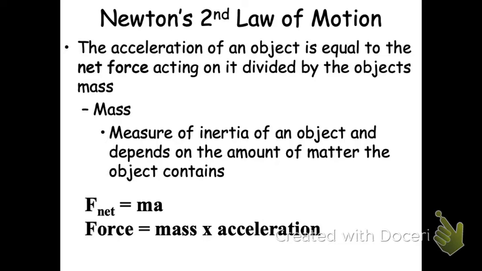And we need to remember here what the definition of mass is, right? We need to remember the difference between mass and weight. Mass is the measure of inertia of an object, and it depends on the amount of matter that it contains. Is mass affected by an object's location? No. Is mass affected by what planet it's on? No. Just weight is affected by that. Weight is affected by an object's location. Mass is not.